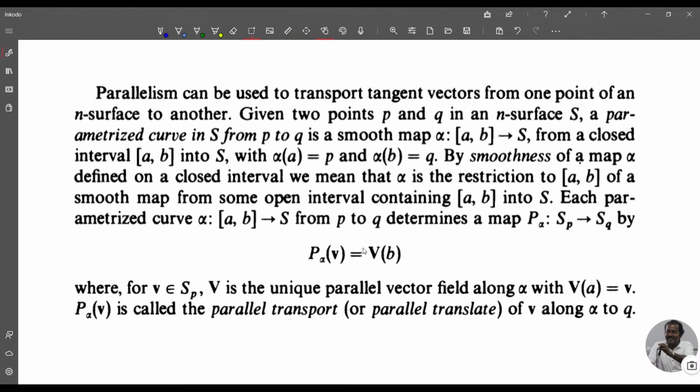So P alpha is from SP to SQ. P alpha of V is equal to V of B, where V belongs to SP. V is the unique parallel vector field along alpha with V of A equal to V, and P alpha of V is called the parallel transport or parallel translate of V along alpha to Q.